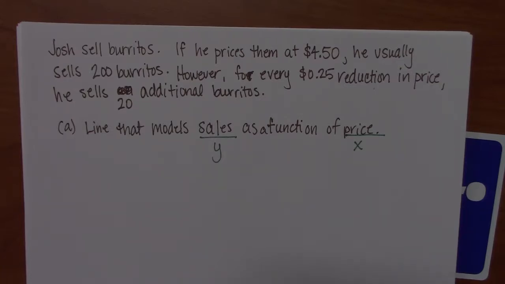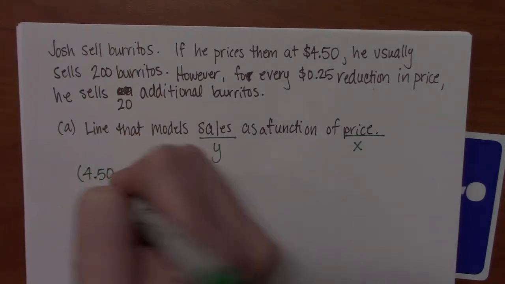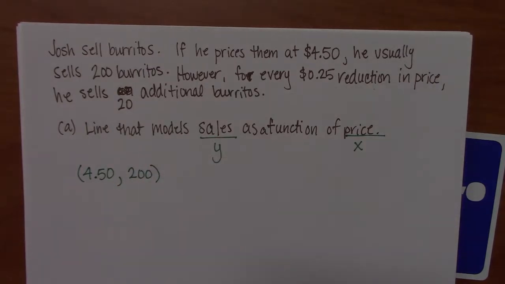So we were actually given a data point, and we were given a slope in this question. The data point says, well, if we know X is price, right? So the first point we were given, if the price is $4.50, his sales are 200. Then we were told for every reduction of 25 cents, so that's our delta X, and you have to know that it's a negative delta X because it said reduced or decreasing, okay? He sells 20 additional burritos.